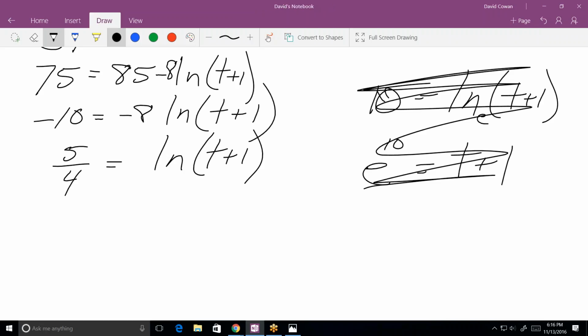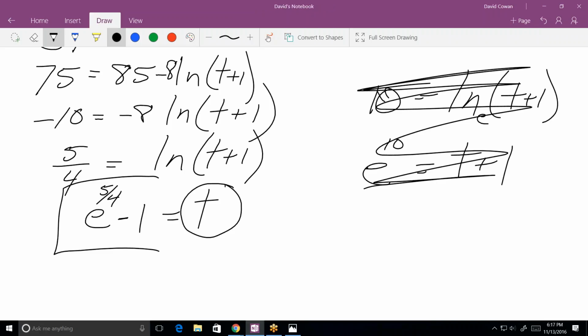So let's convert this to an exponential equation. So it's e to the what? Would it be e to the 5/4? Equals t plus 1. Which means e to the 5/4 minus 1 equals t. That's when, and that's just a number. In other words, you can get this number out of your calculator.